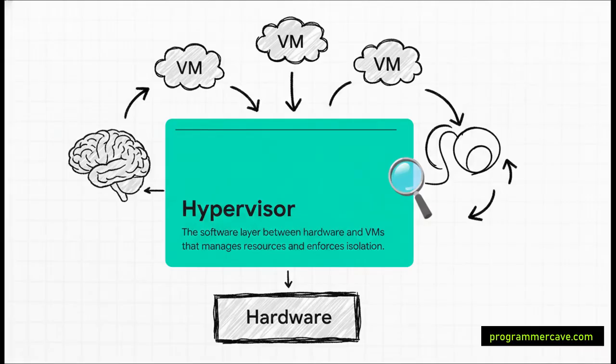So the crucial takeaway here is this. The hypervisor is that specific software layer that sits between the physical hardware and the virtual machines. Its job is to manage all the resources and, most importantly, enforce that critical isolation between the VMs. It's basically the brain of the entire operation.